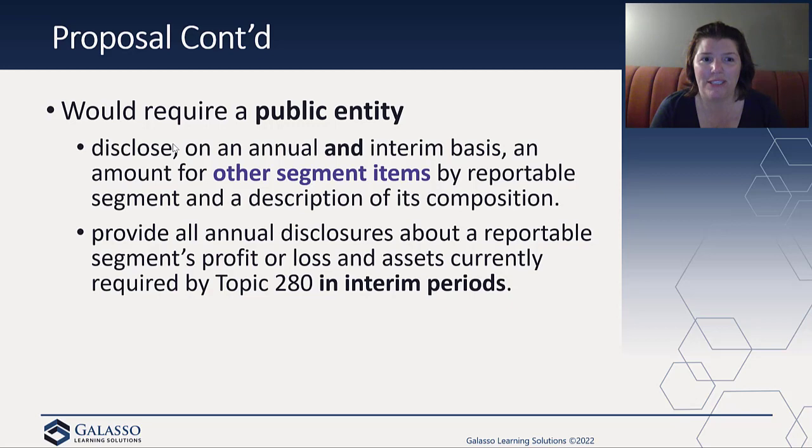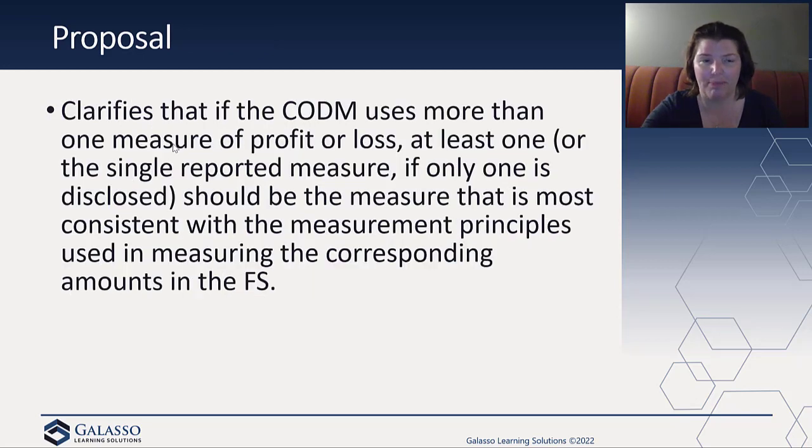And then it requires them to provide all annual disclosures that are currently required in interim. So expanding segment reporting to interim. Right now, there's only a handful of interim reporting requirements. Only a portion of those disclosures are required in interim. This would require that anything required in the annual would also be required in the interim.